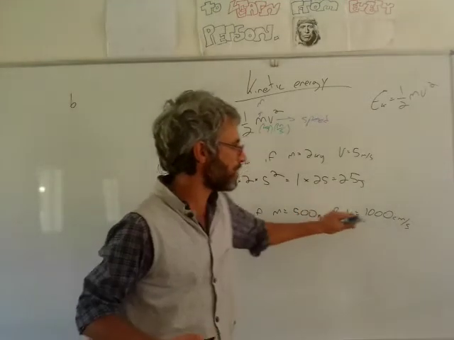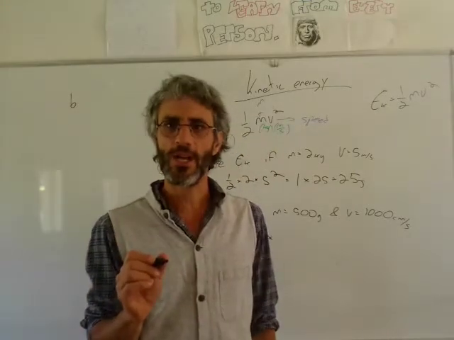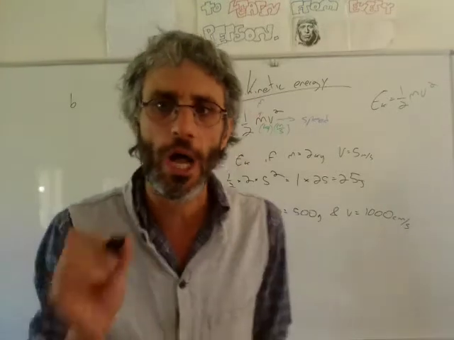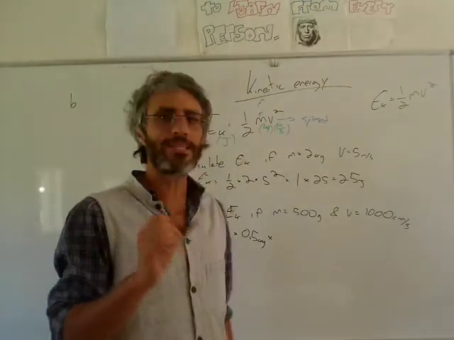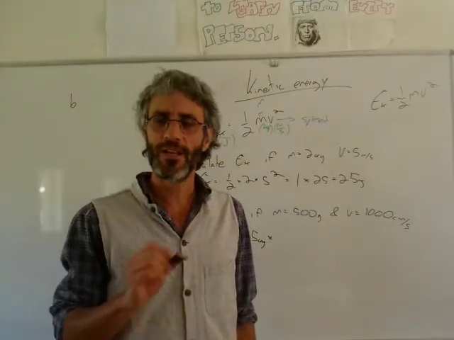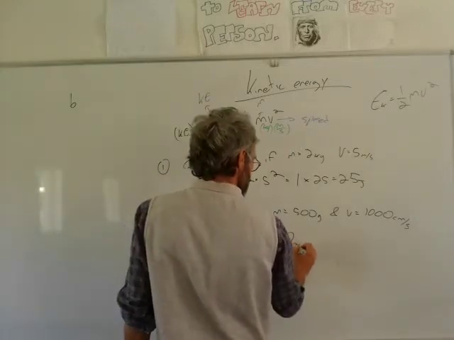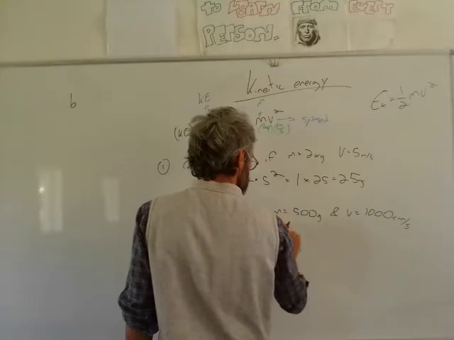Okay, what is the speed? Speed is 1,000 centimeters per second. But I'm going to work with meters per second. So how am I going to do it? How many meters is 1,000 centimeters? Okay, I have to divide by 100. So it's going to be 10 meters per second, and I'm squaring the 10.